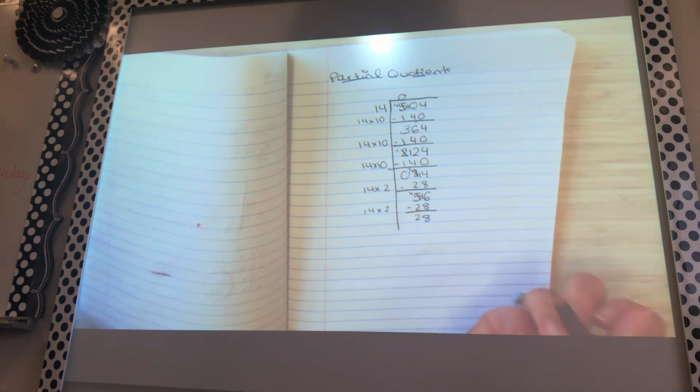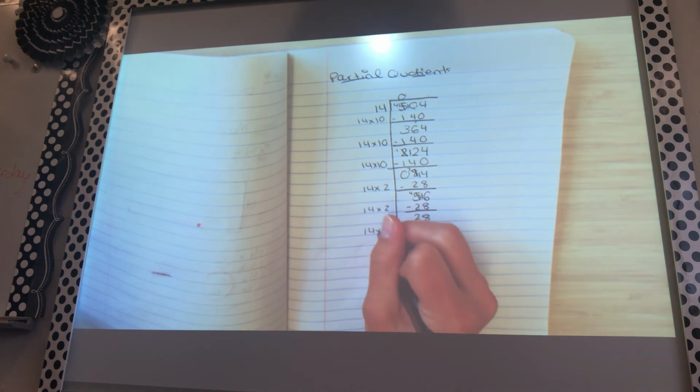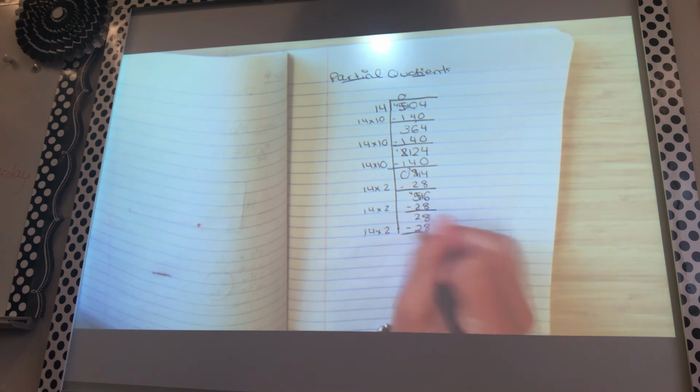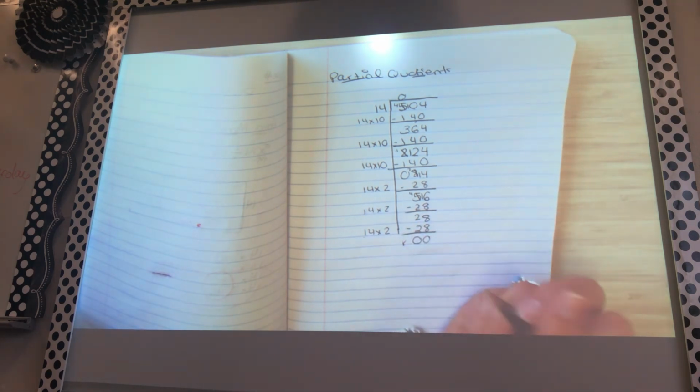Can I do another set of 2? Well, yes, I can. If I couldn't, I could switch down and go to 4 times 1. But since I can do times 2, I will. So 28. 8 take away 8 is 0. 2 tens take away 2 tens is 0. So I have a remainder of 0.